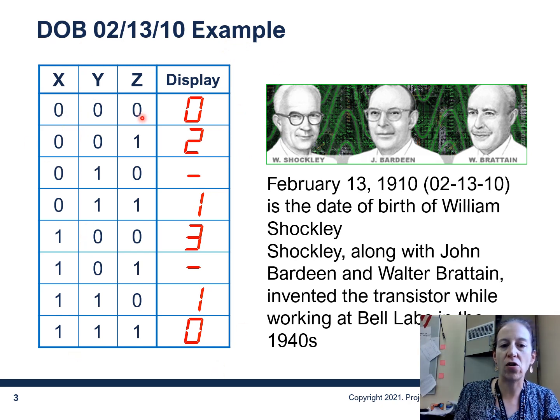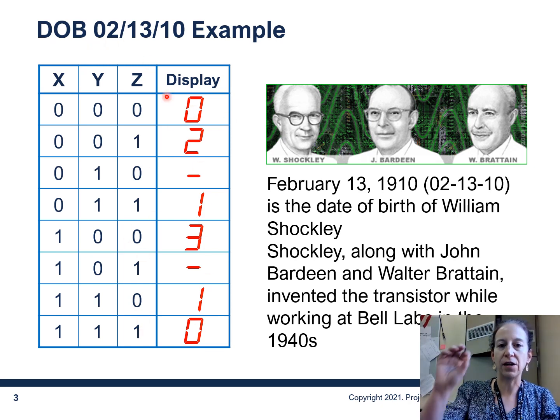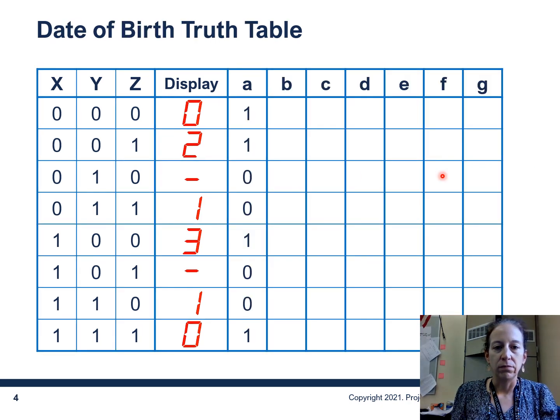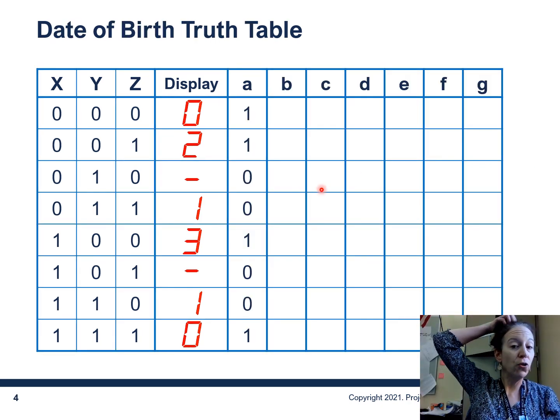For this particular birthday, this is what we would want to see. When the switches are all off, it's going to display a 0. When the switches are at 001, it displays a 2. And then as we're counting up in binary, we're going through the birth date. As the switches go, we'll see the birth date go on the 7-segment display.